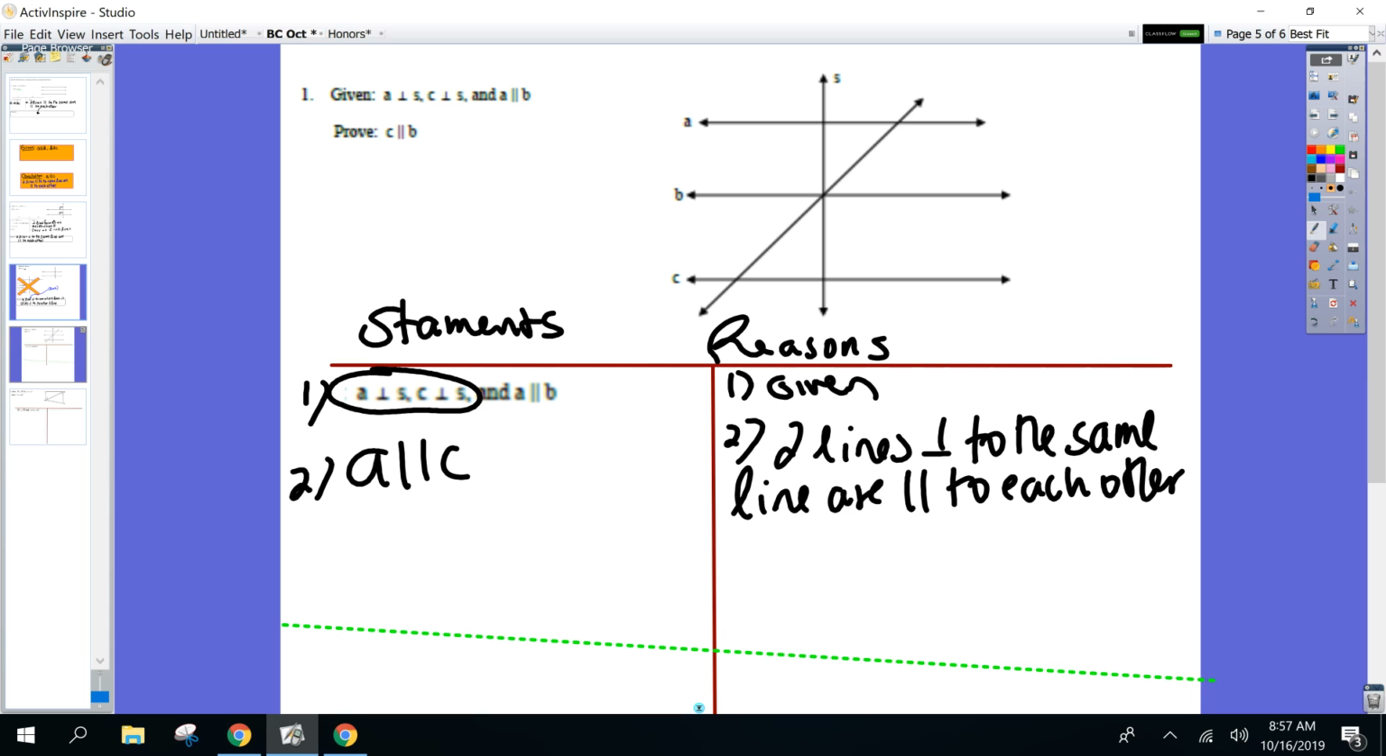All right, but I need to get to C parallel to B, though. I have A parallel to C, but I need C and B to be parallel. Use all your givens. What given have I not touched yet? A is parallel to B. With what you just wrote down, A parallel to C. Go ahead, discuss it in your group. You have A and B parallel, and now A and C parallel.